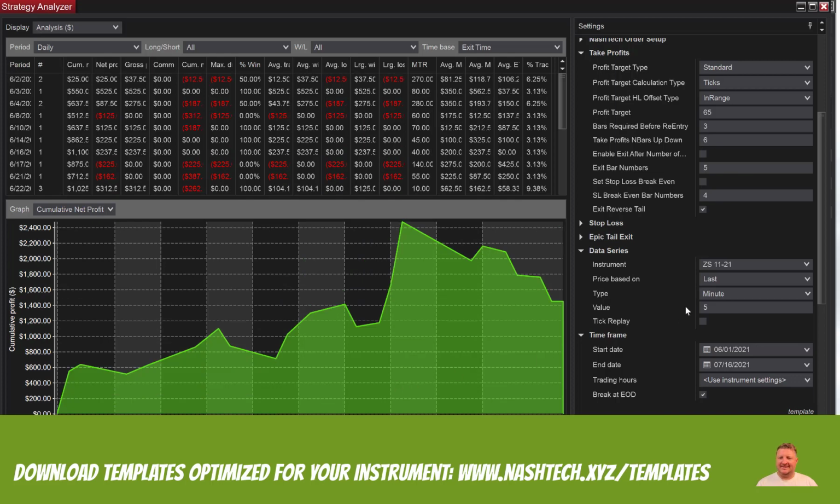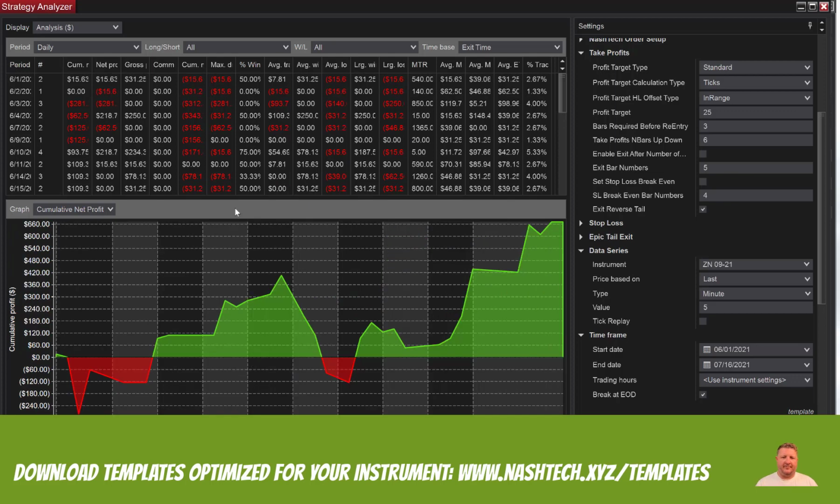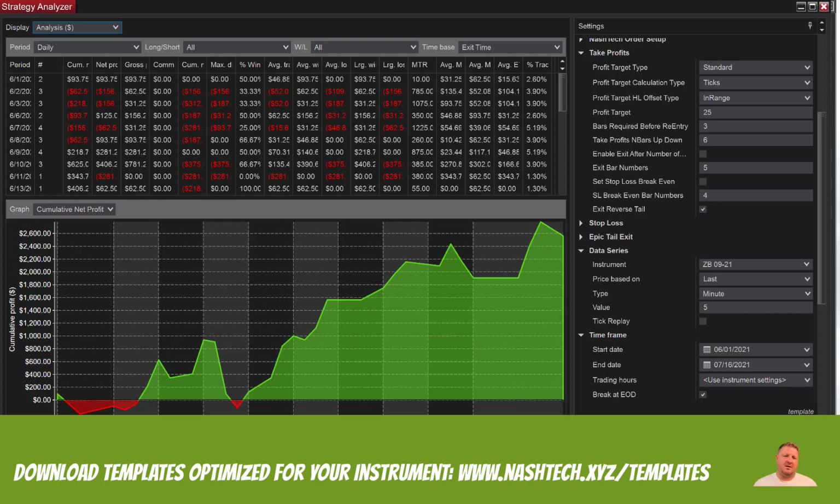This is the curve here on the ZS. A little choppy, still green. Again, not my favorite. This is on the ZN. I would definitely test this in a sim account. It seems bold and it has pretty low risk in terms of what Strategy Analyzer is telling us.